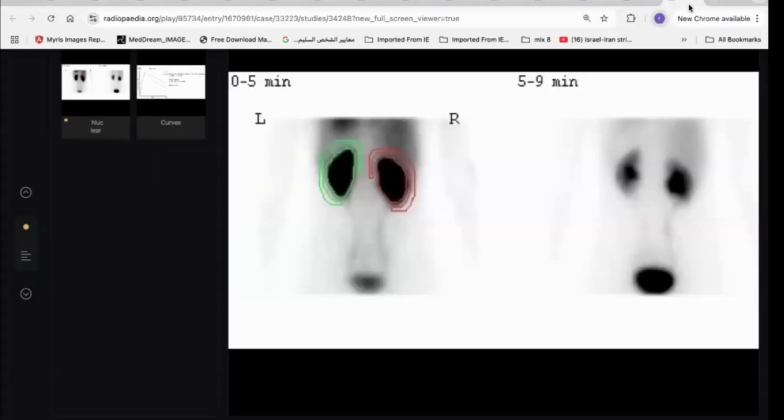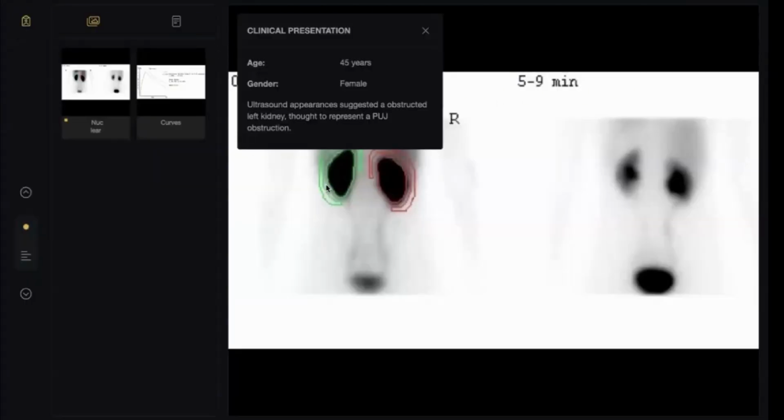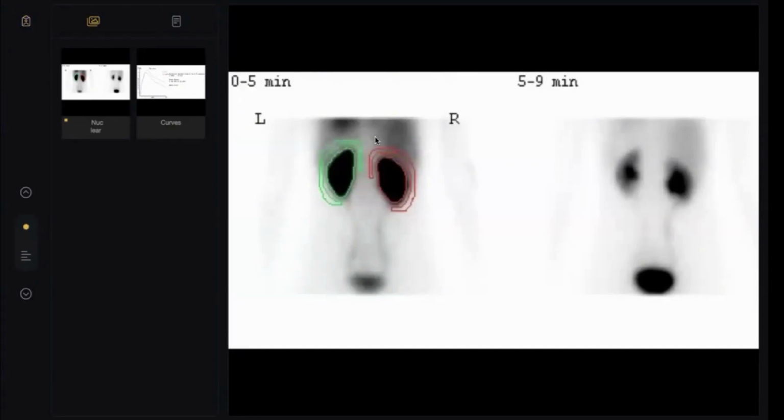Yes, good evening, sir. Evening. A 45-year-old female patient has abdominal pain. I have a nuclear medicine study of the kidney and urinary bladder.